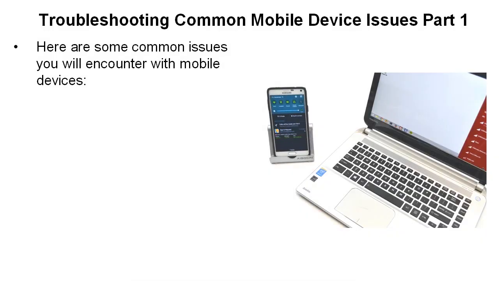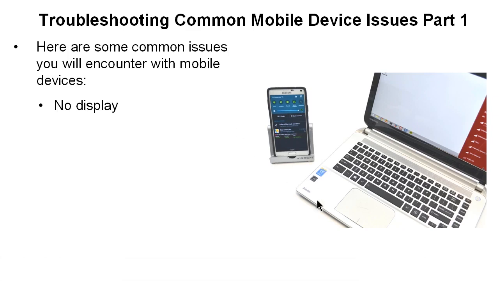Here are some of the common issues you'll encounter with mobile devices. The first is no display. Well, if you have no display, you can't do anything on the mobile device. For the laptop, there are several things that you can check, and for the mobile device, there are several things that you can check. And they're going to differ a little bit.